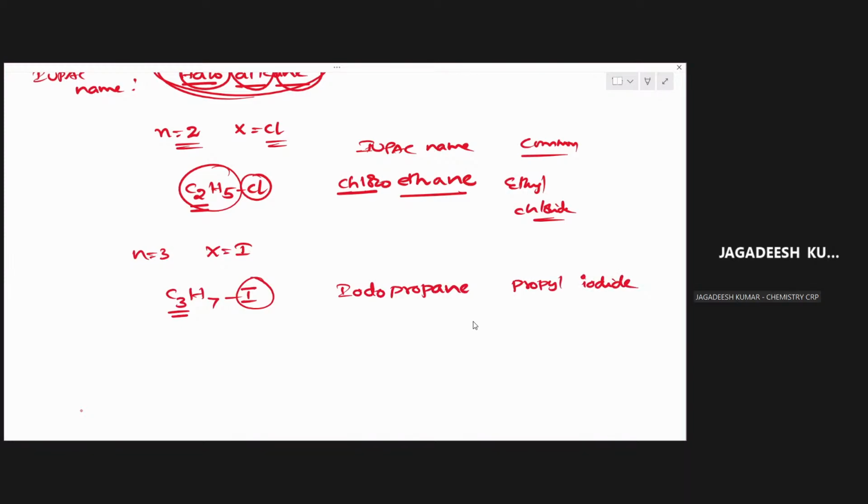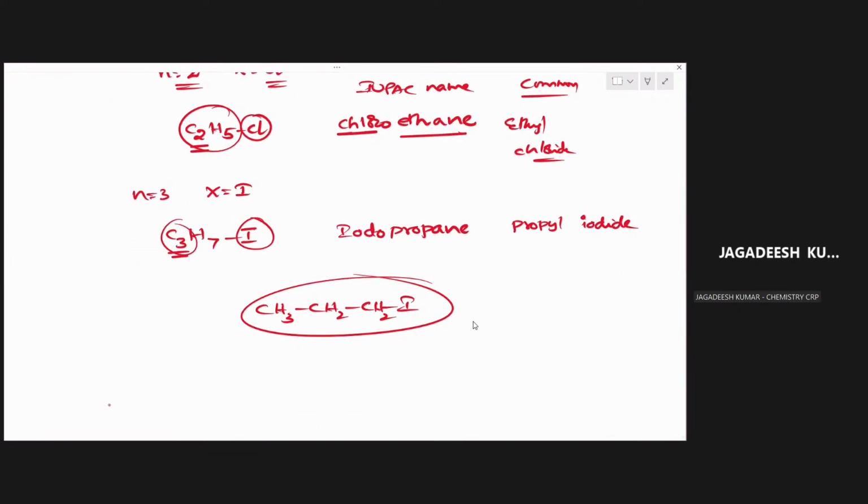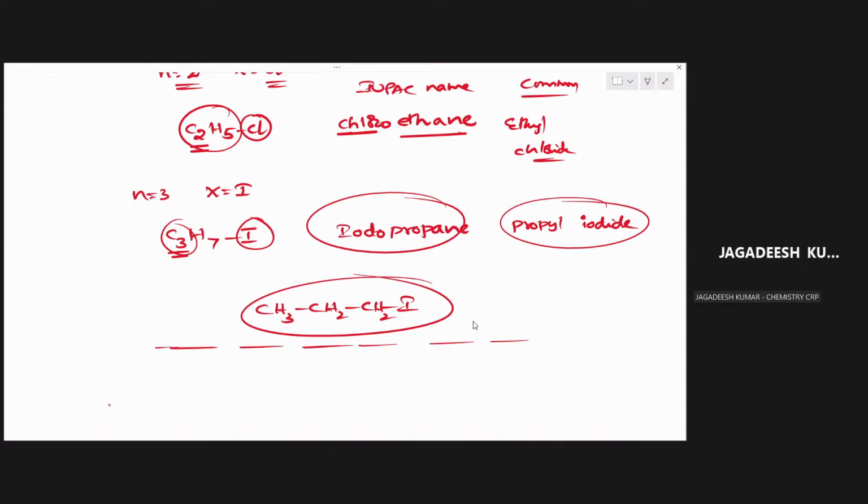I want to draw the structure here. 3 carbons, 1, 2, 3, and iodine at the last. And how many hydrogens are required here? CH3, CH2, CH2. So this is the structure of iodopropane or propyl iodide. Iodopropane is the IUPAC name. Propyl iodide is the common name. So like this we can write. I think you got clarity regarding how to write haloalkanes.